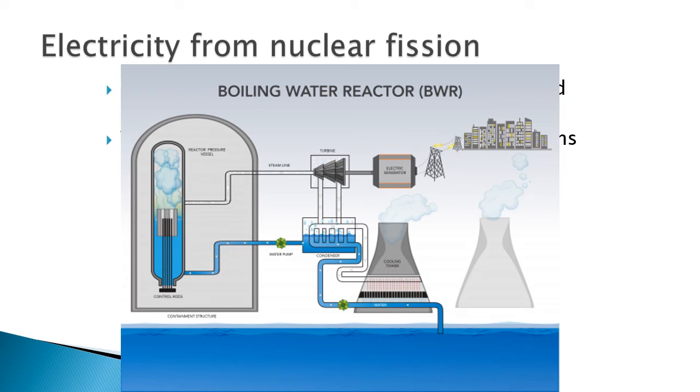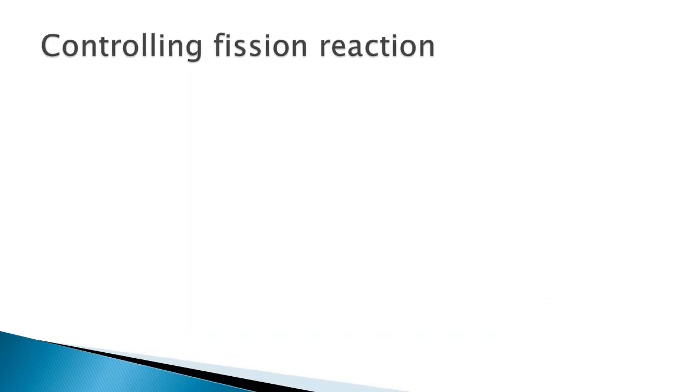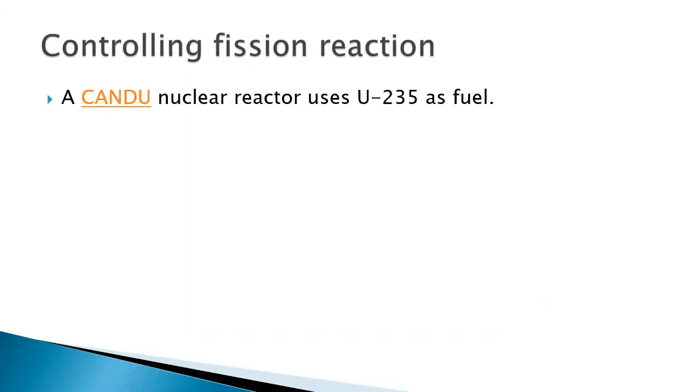So we're not having nuclear water spill out from these nuclear reactors. So how do we control these reactions? Well, in Canada, we have this special reactor called the CANDU nuclear reactor that uses uranium-235 as fuel. Coming back to uranium, this is the example we use because this is the example we use in Canada.